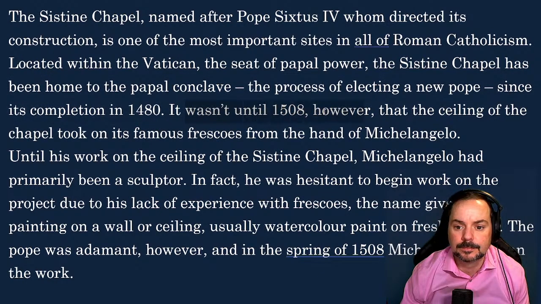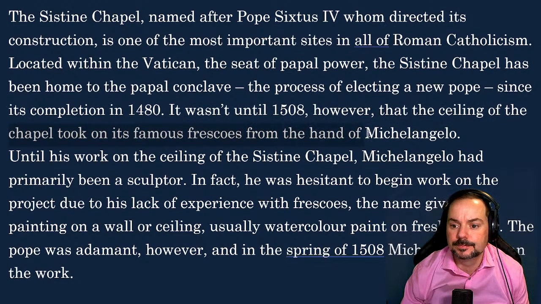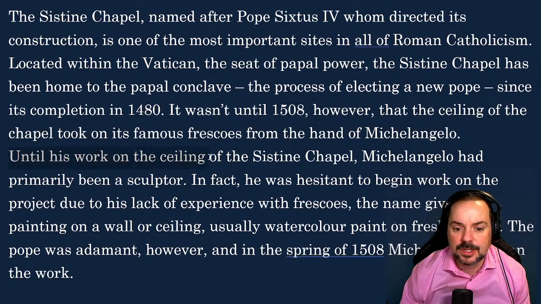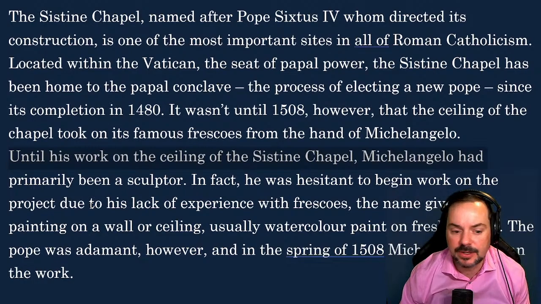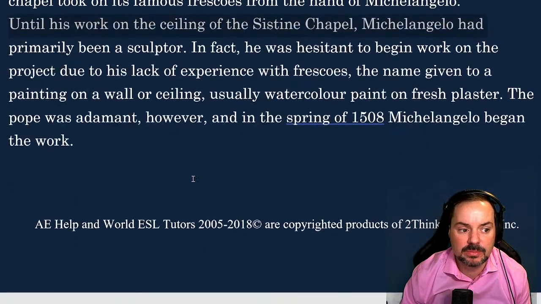It wasn't until 1508, however, that the ceiling of the chapel took on its famous frescoes from the hand of Michelangelo. Until his work on the ceiling of the Sistine Chapel, Michelangelo had primarily been a sculptor. In fact, he was hesitant to begin work on the project due to his lack of experience with frescoes, the name given to a painting on a wall or ceiling, usually watercolor paint on fresh plaster. The Pope was adamant, however, and in the spring of 1508, Michelangelo began the work.